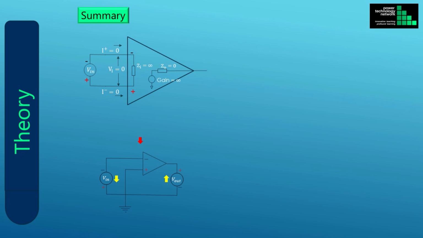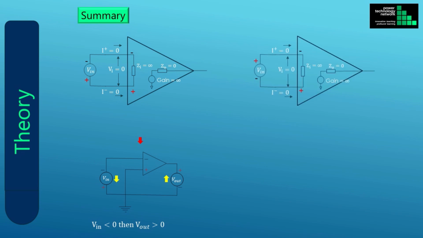This is the single-ended input that we referred to earlier. The signal is applied to the negative terminal and the positive terminal is grounded, and therefore, it is common to the input and output circuits. The input voltage is negative while the output voltage is positive.